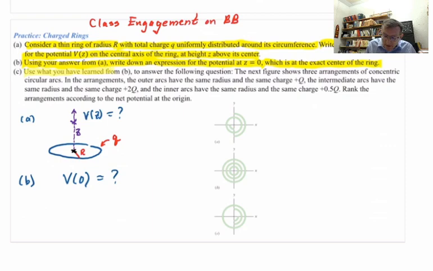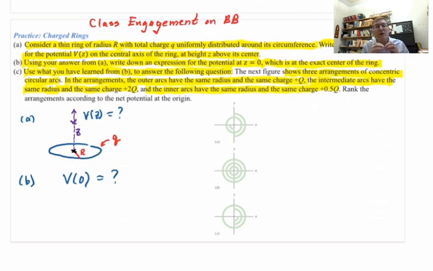Let's extend what you've learned in answering really A and B to now tackle the following situation. It involves the figures you see below. There are 3 arrangements of concentric circular arcs. They might be complete rings, they might only be part of a ring, but they're all circular arcs. In the arrangements, the outer arcs all have the same radius and the same charge plus q, the outer ones. The intermediate arcs have the same radius and the same charge, plus 2q. And the inner arcs have the same radius and the same charge, plus 0.5q.